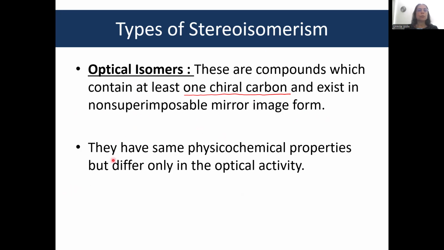So, optical isomers, although they are 2 different compounds, their physicochemical properties are same. What differs is their optical activity. Okay, they are not the same, but have physicochemical properties same. Optical activity differs.